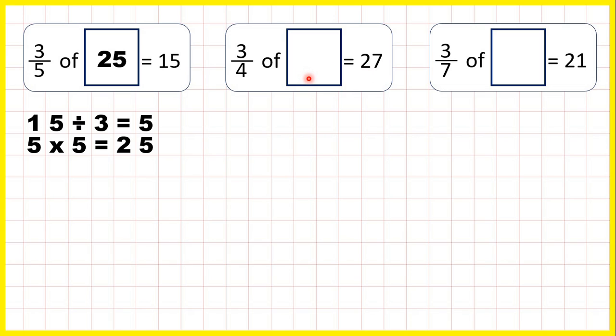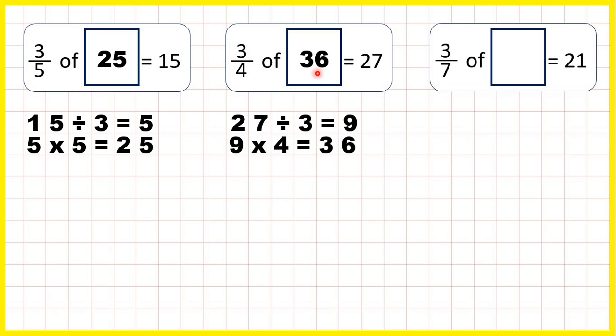Now, 3/4 of what is 27? So to find our missing number, we can start by dividing 27 by the numerator, and 27 divided by 3 is 9. Then we can take that 9 and multiply by the denominator. 9 times 4 is 36, so that's our missing number. And again, we can check that this works. 36 divided by 4 is 9, and then 9 times 3 is 27.